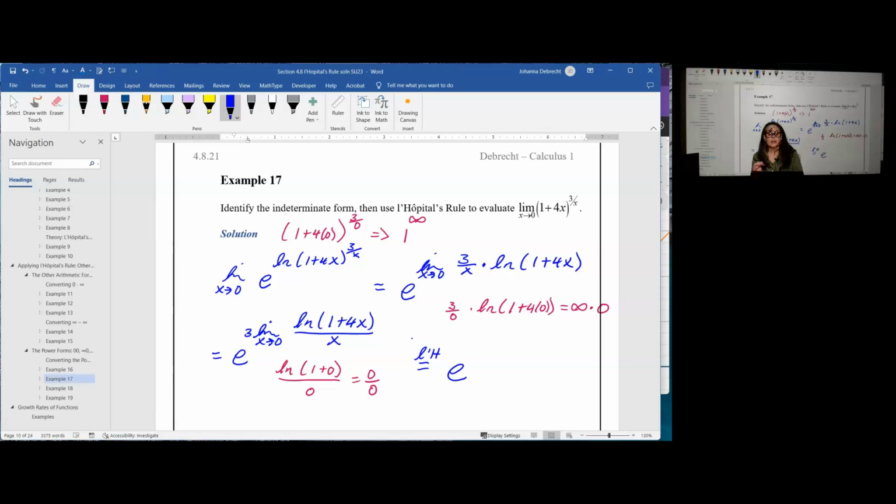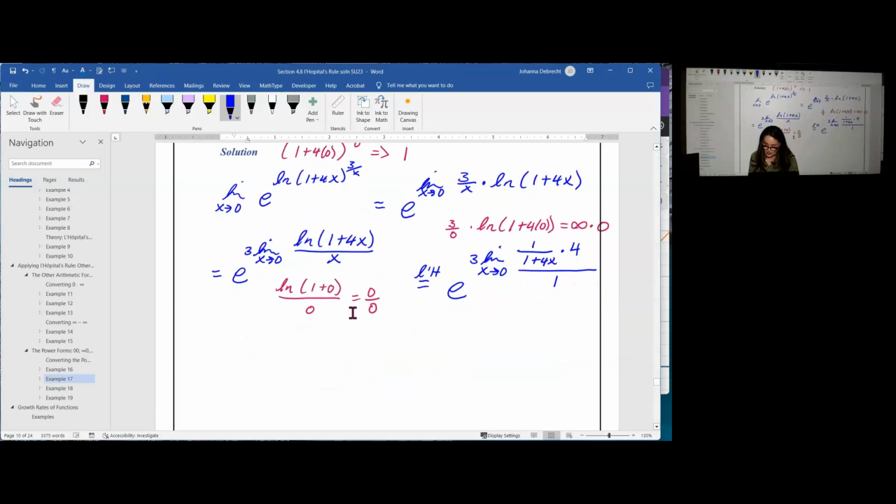Now I can apply L'Hopital's rule. I leave the e alone. I'm only applying L'Hopital's rule inside the limit, not in the e part. This gives me 3 times the limit of the derivative of natural log, which is 1 over the expression times the derivative of the expression. The derivative of the variable is simply 1. Now I need to simplify what I have so that I can find the limit value.